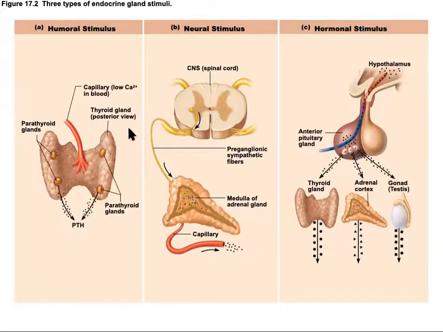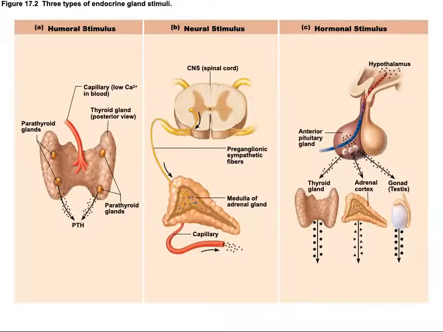So the low calcium in blood is sensed by parathyroid glands, and that triggers this gland to release parathyroid hormone. And parathyroid hormone then acts to increase blood calcium. But here we're referring specifically to the fact that the trigger for parathyroid hormone release is low calcium in blood.